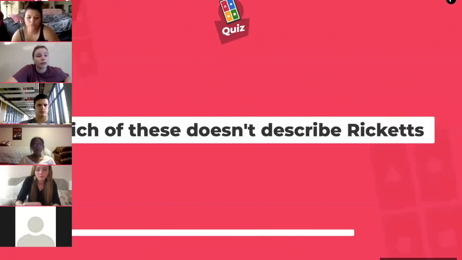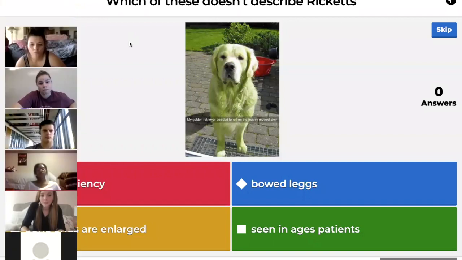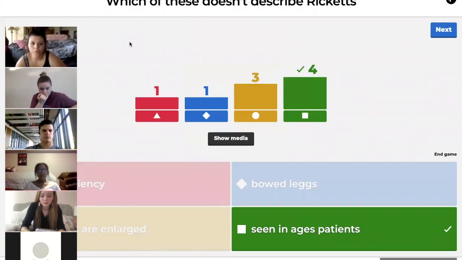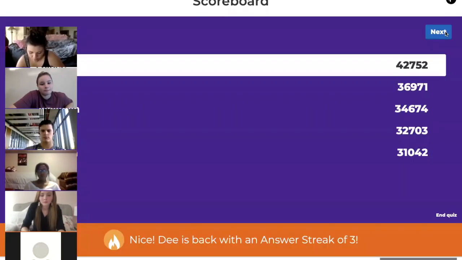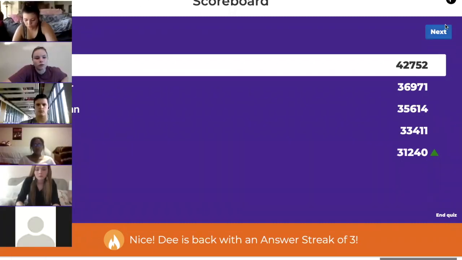Which of these doesn't describe rickets? Cool. So rickets is just osteomalacia for babies, right? For little kids, okay? So it's not seen in aged patients, it's seen in young patients. D, get it. Okay, cool.